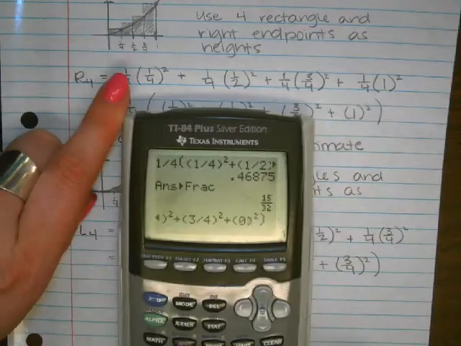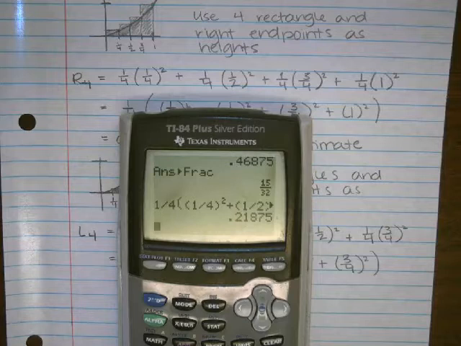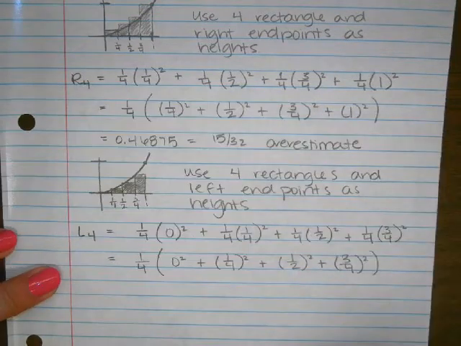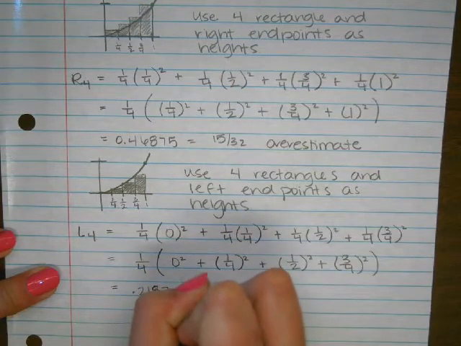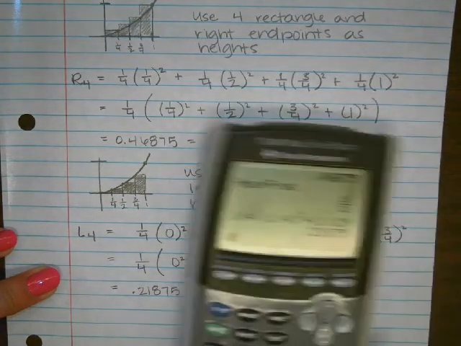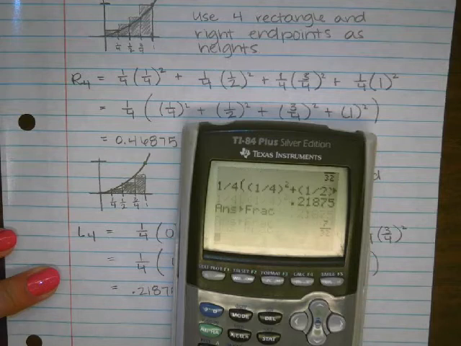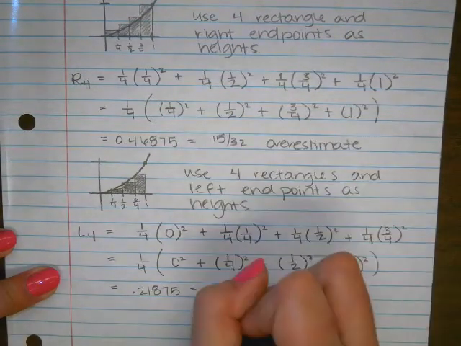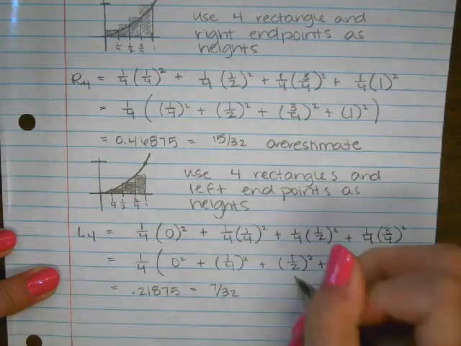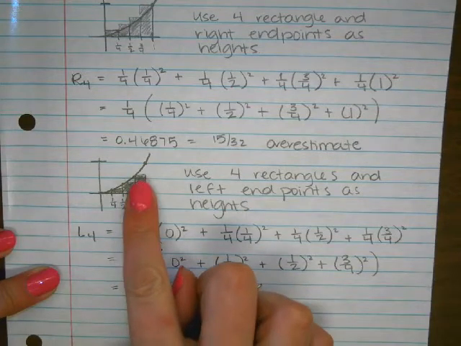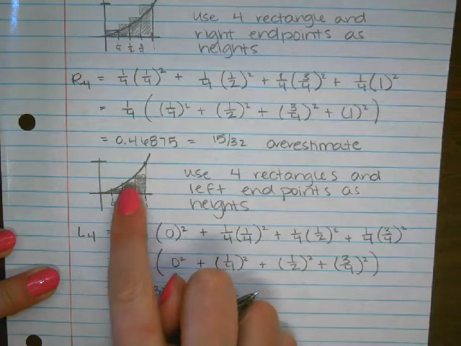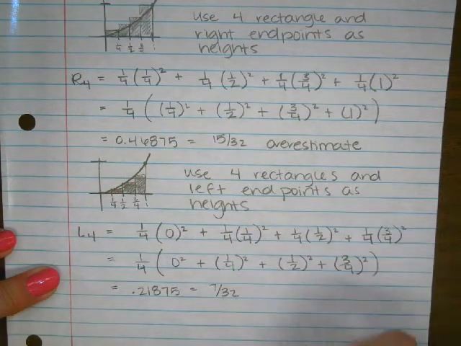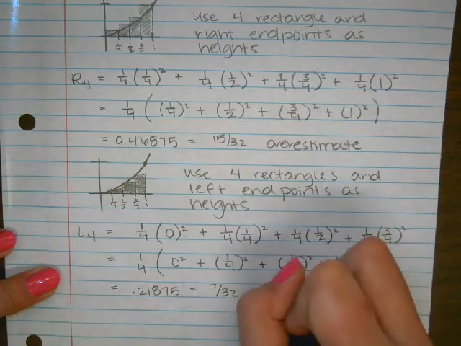Okay. So that gives me 0.21875. Which is 7/32, quite a bit smaller. And as you can see from the curve, that's definitely an underestimate because we have all these little kind of triangular shapes that were not counted as part of the curve.